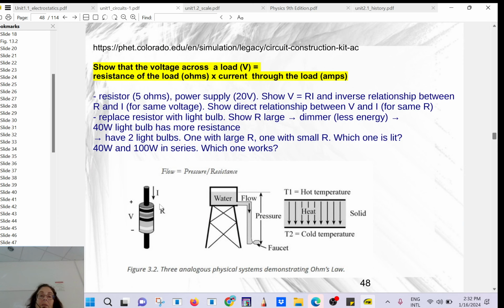So again, this is very much the same idea. The voltage drop is proportional to the current. If you increase the voltage drop here, the current will be larger for the same resistance. Or if you have a given voltage and you change the resistance, as you increase the resistance, the current will be less.